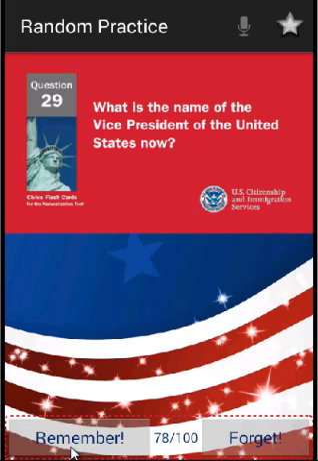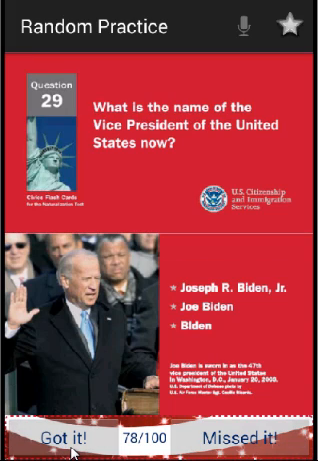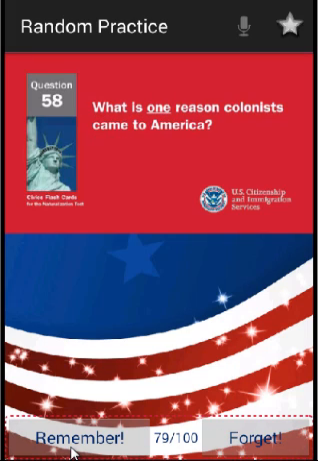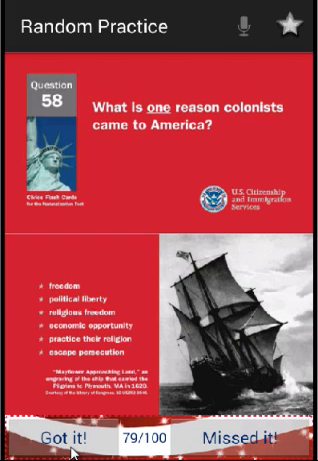What is the name of the Vice President of the United States now? Joseph R. Biden, Jr. Joe Biden. What is one reason colonists came to America? Freedom. Political liberty. Religious freedom. Economic opportunity. Practice their religion. Escape persecution.